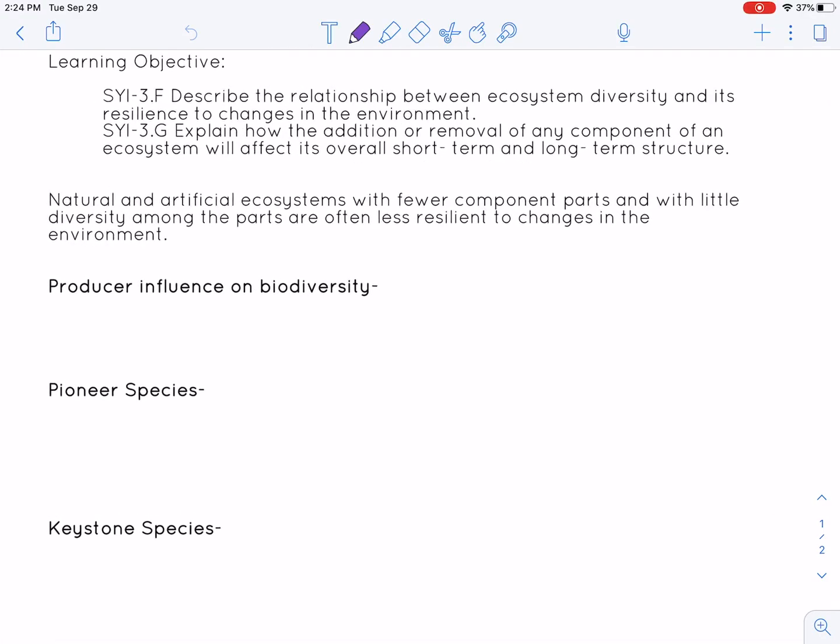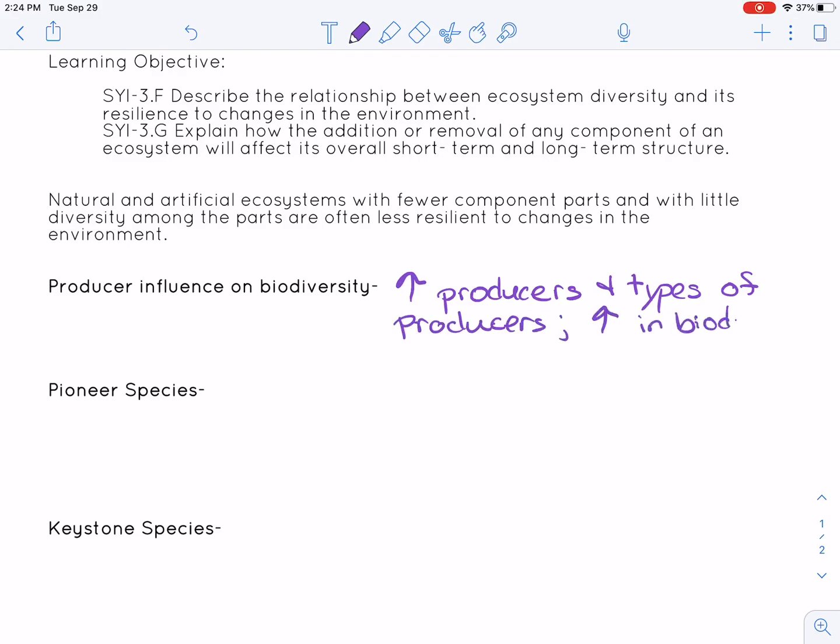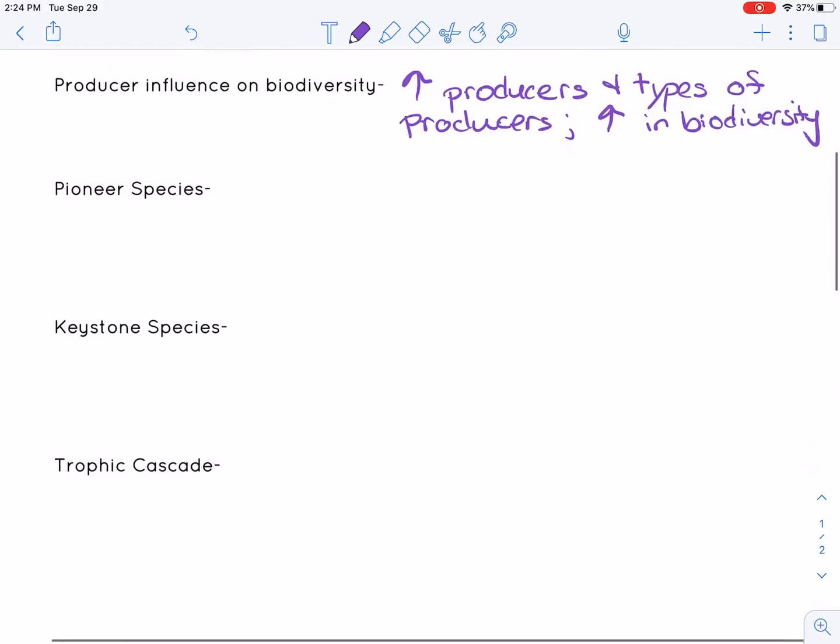So producer influence on biodiversity is if you increase, because they're at the bottom of the food chain, and if you increase producers and types of producers, then you'll see an increase in biodiversity. And we're going to actually see this when we talk about something down below in a trophic cascade, which is sort of a reverse of this situation, but you'll kind of see that.